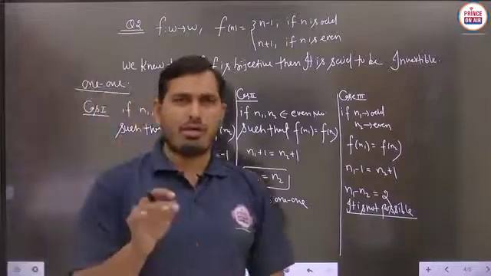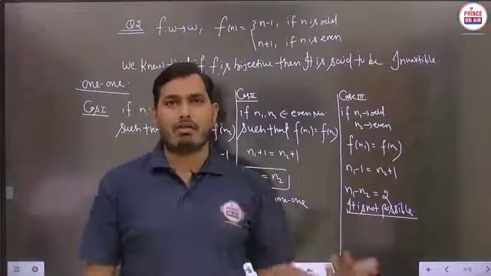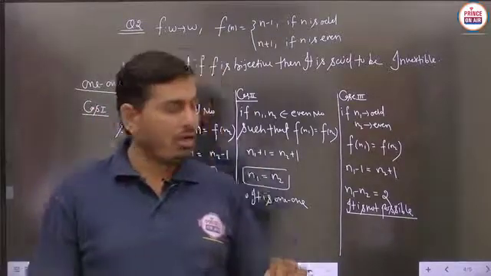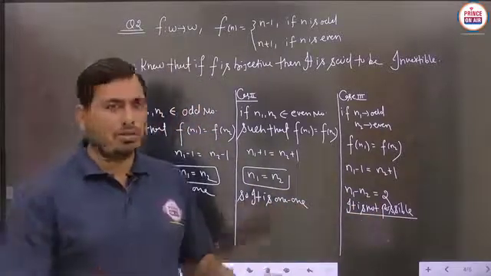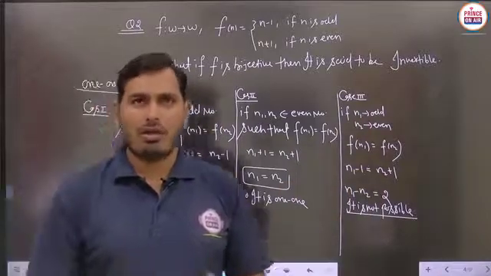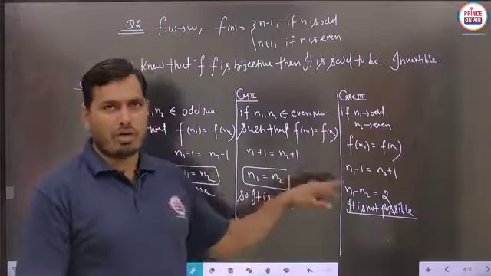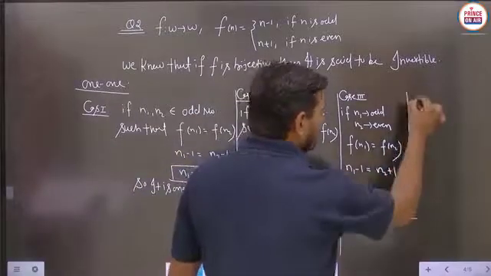Some students may think that we are not getting n1 equals n2, so it is not one-one. But students, you can check the very important thing: n1 minus n2 would be 2. This should not be possible here, and if this is not possible, then this whole case will not be taken. That's why we can say that the function is still one-one, because this particular case is not considerable. Similarly, you can take case 4.